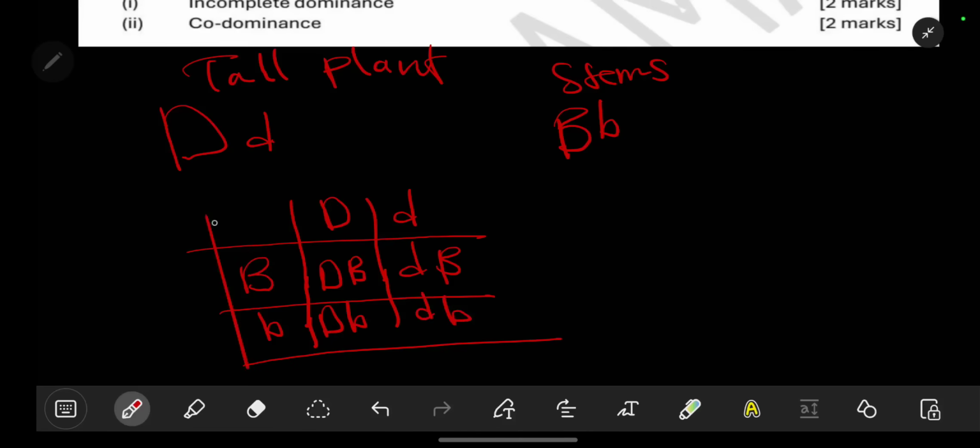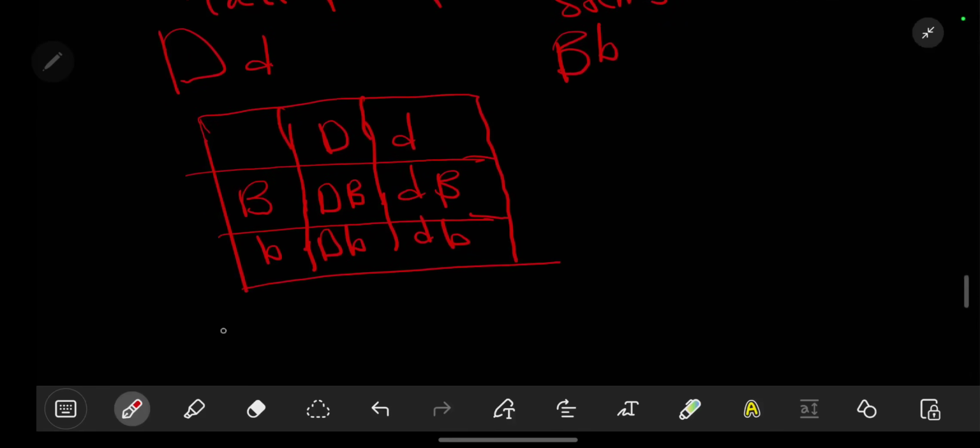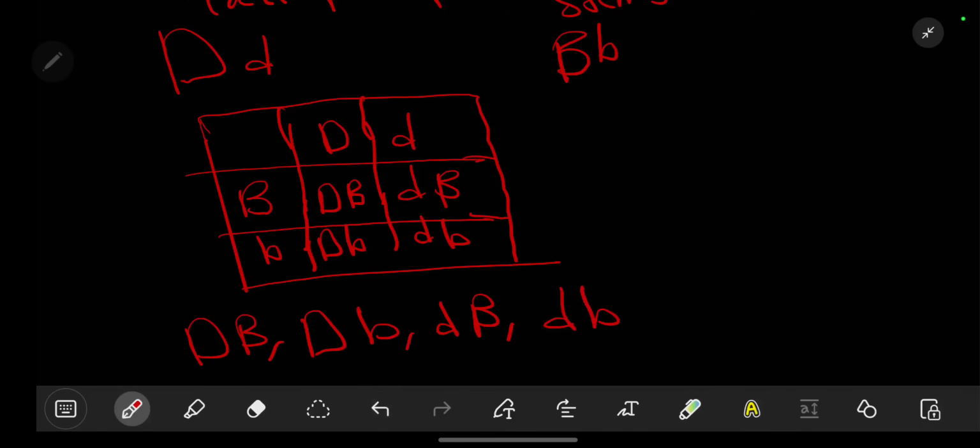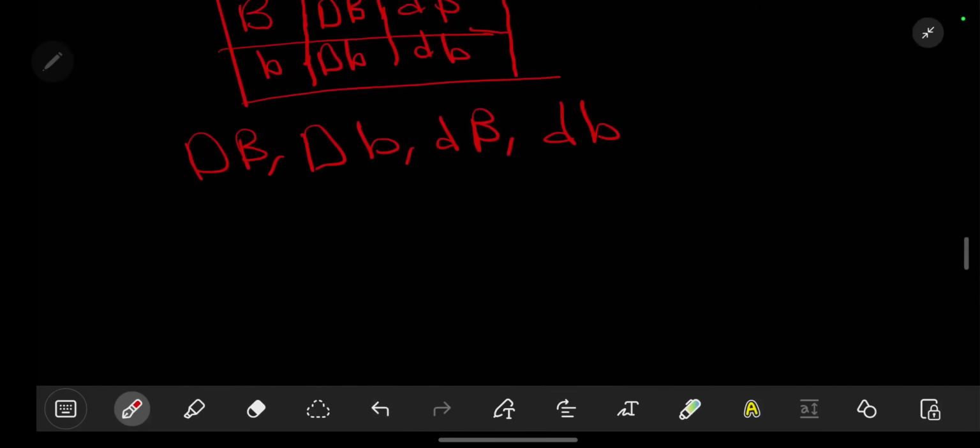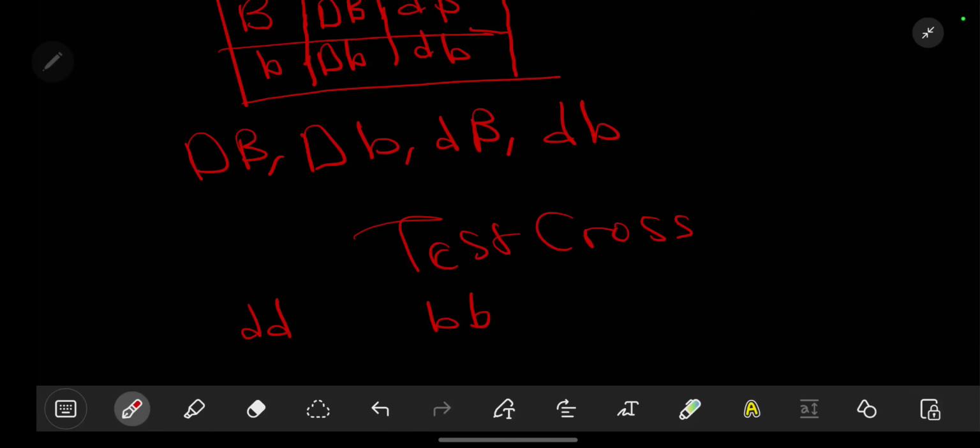So this is what we have for that one. Now when we have done that, the outcomes are our D, small b, D, small b, D, big B, and D, small b. What we are going to do after this is use the test cross. The test cross plant has to have small letters of D and small letters of B.